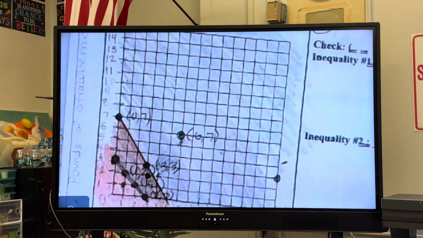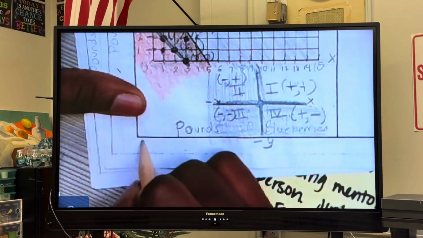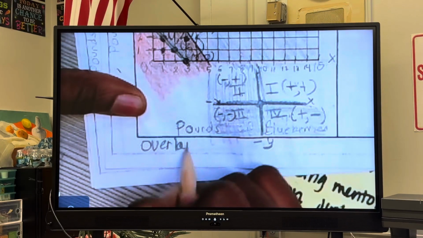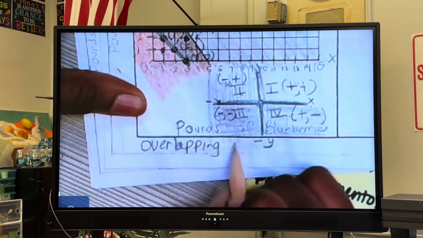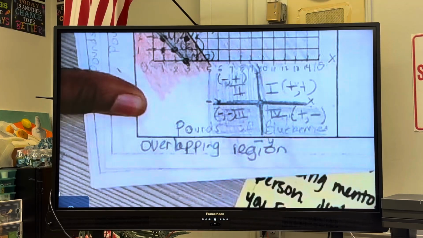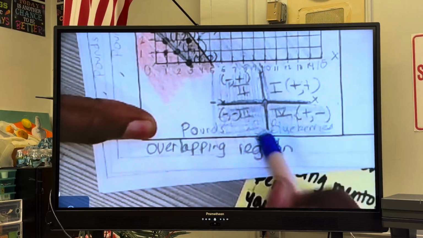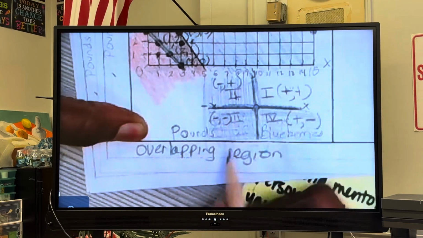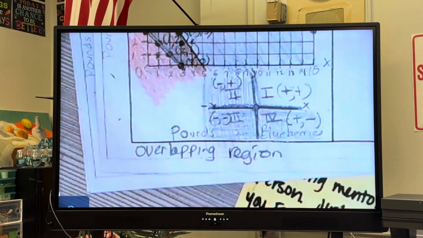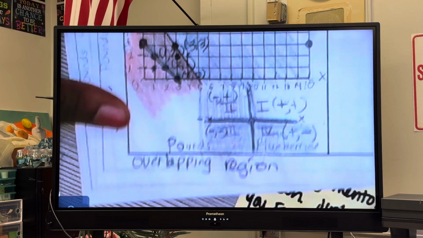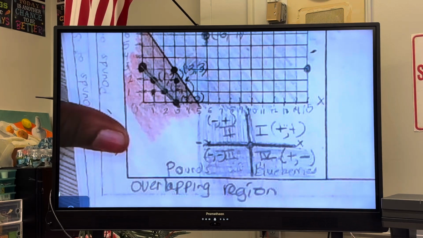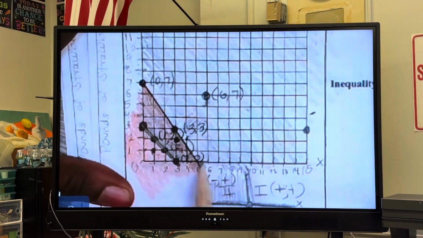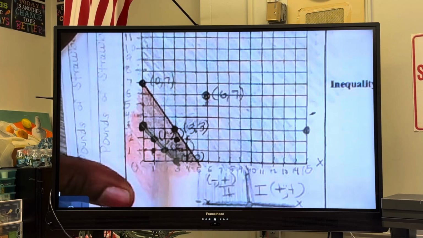I want you to write this down at the bottom of your paper. I want you to put overlapping region. Right? Overlapping region. What does overlapping region mean? It's the area where they overlap. Are y'all following me? Does everybody agree that the overlapping region is in the middle? Yes? So take your pencil, and very lightly, I'm going to darken this area.